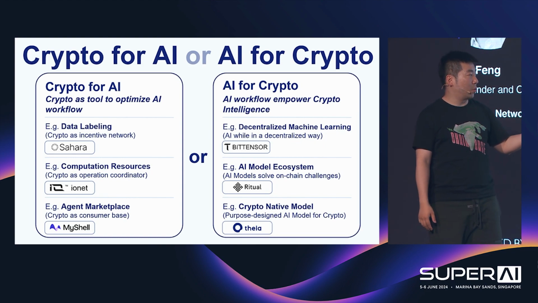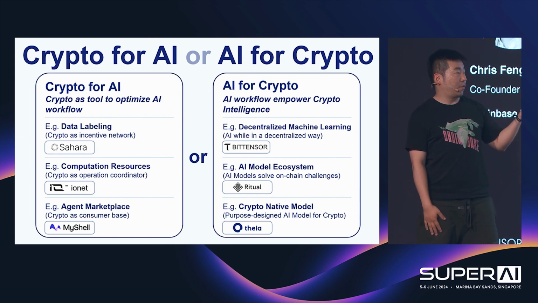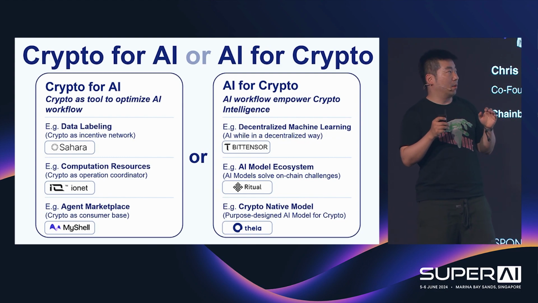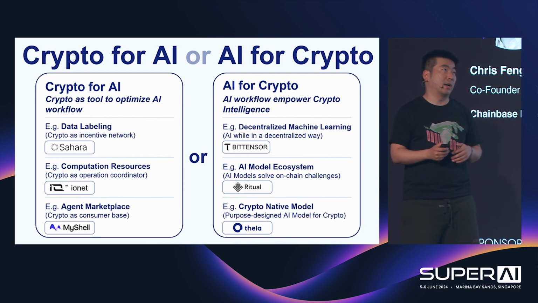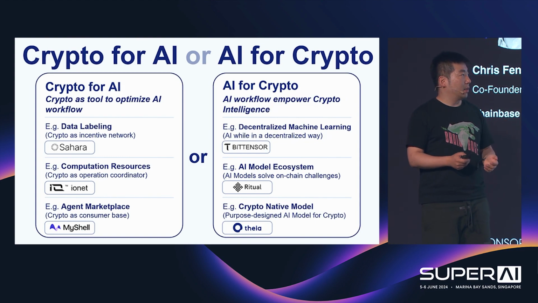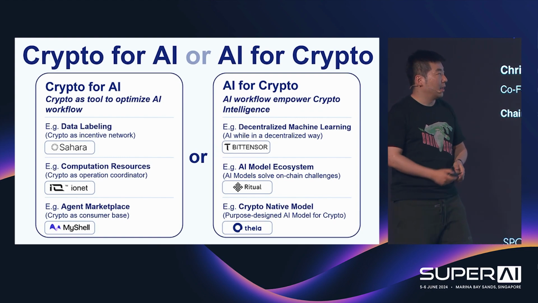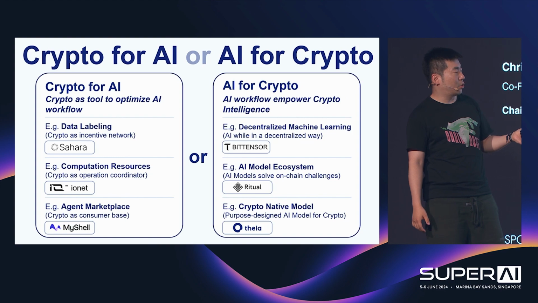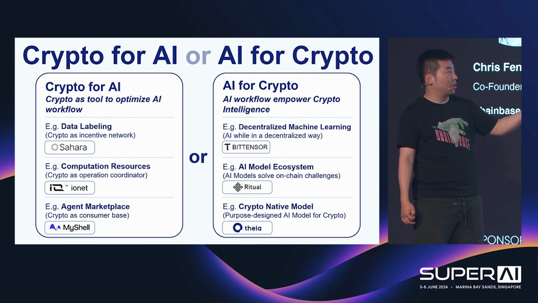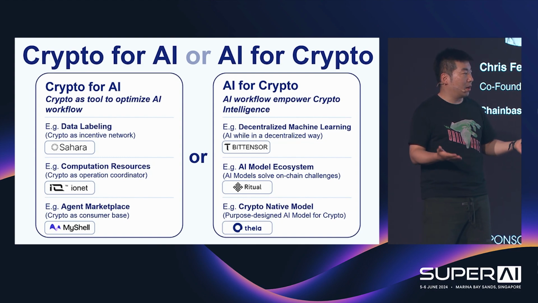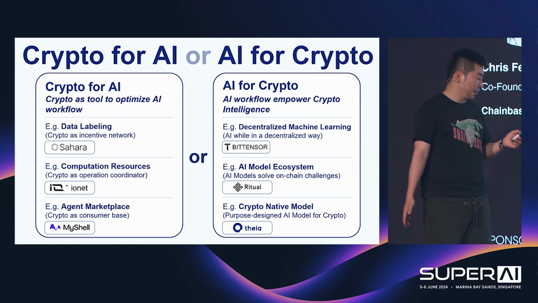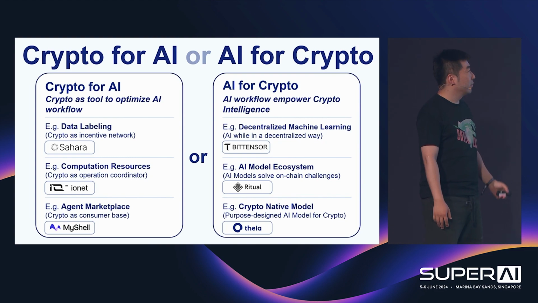But on the other side, where we focus, is AI for crypto. As a native crypto project, we think AI workflows will bring more intelligence and power to make crypto more mass adopted and easier for everyone to onboard. There are also other products like us trying to figure out how AI could empower the crypto world, like decentralized machine learning and AI model ecosystems. And we created the very first crypto foundation model by leveraging our data network. I will illustrate this later.